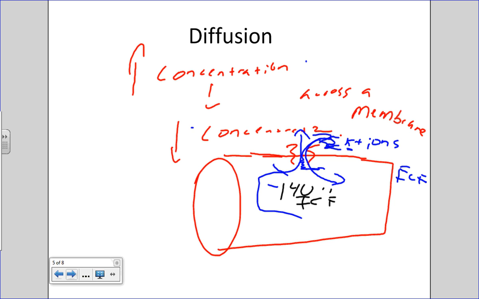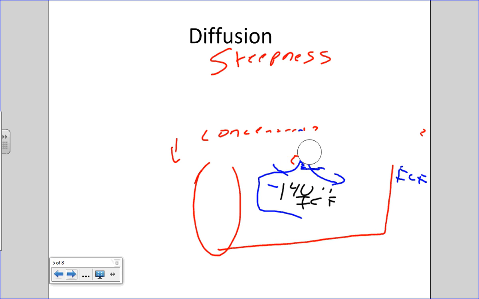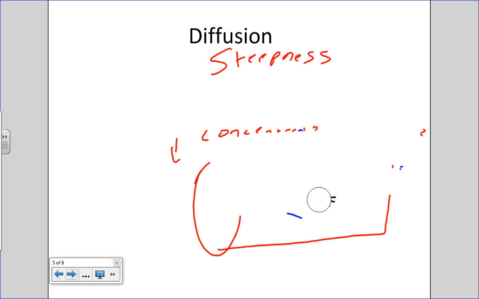Okay, that's why molecules or particles tend to diffuse from an area of high concentration to an area of low concentration. Okay, and there are various factors that influence diffusion. One of them is the steepness of the concentration gradient. Okay, now remember, a concentration gradient, let's erase all this here for a second.